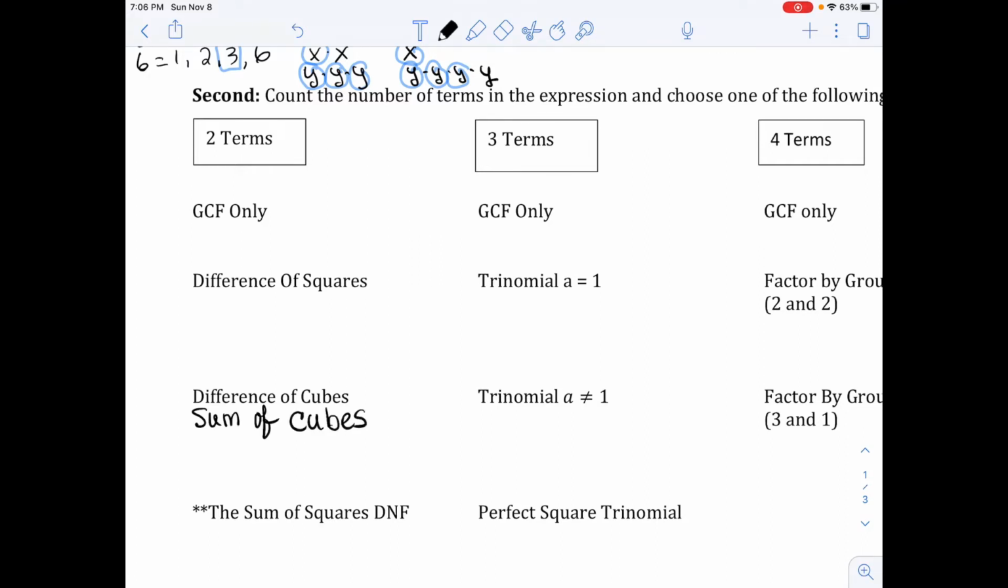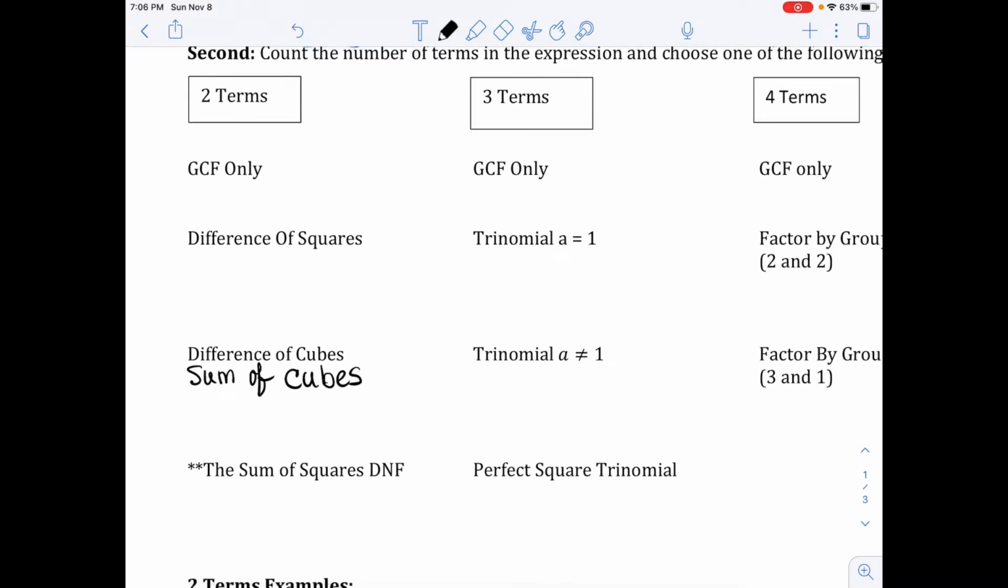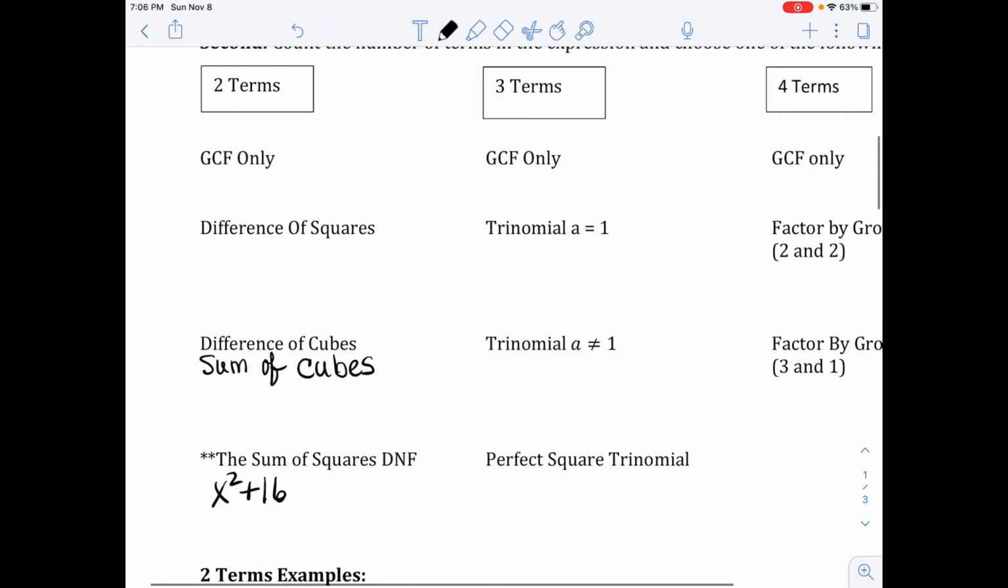So the sum or difference of cubes. The sum of squares does not factor. So x squared plus 16 does not factor, as opposed to x squared minus 16, which does factor. That factors into x plus 4, x minus 4.